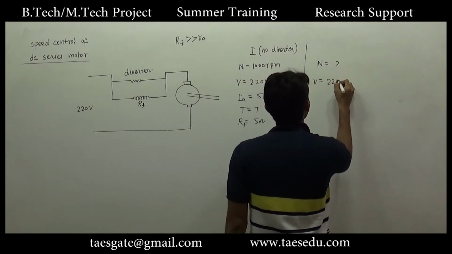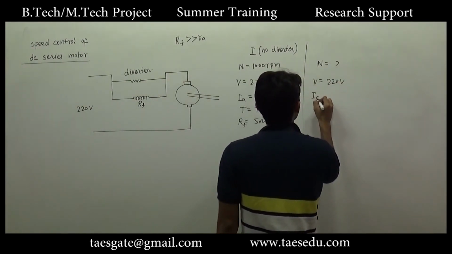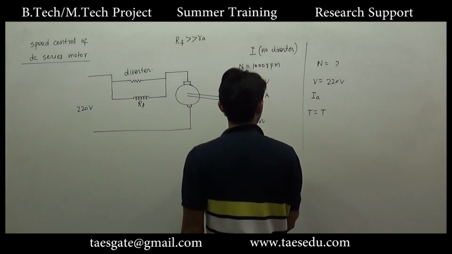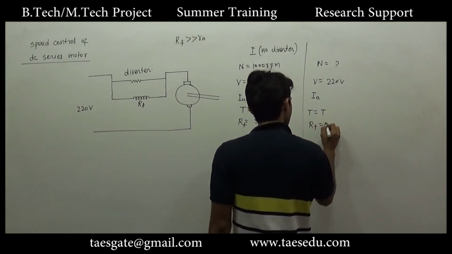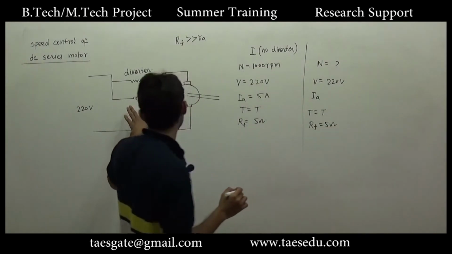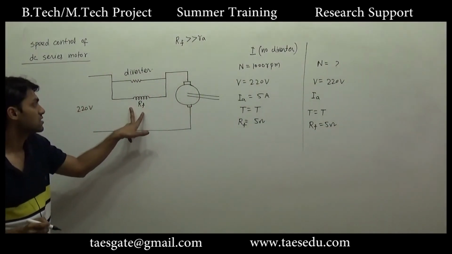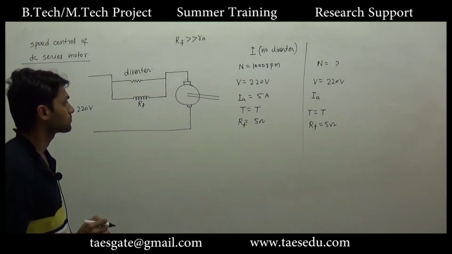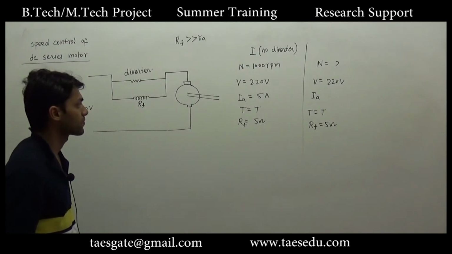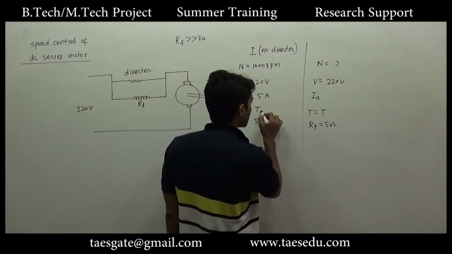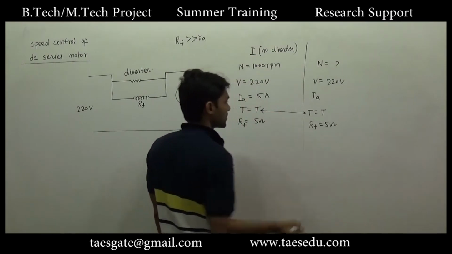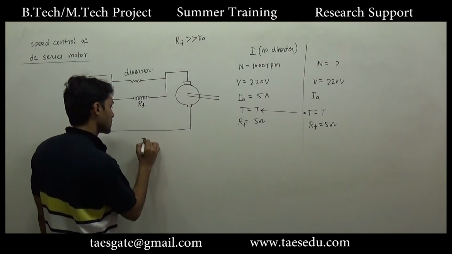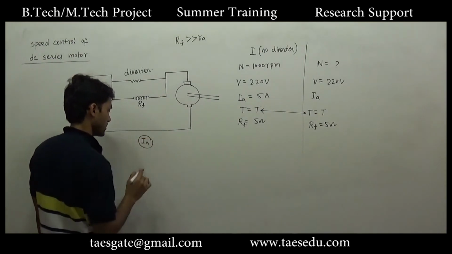Voltage is equal to 220 volt. Torque is T. Field resistance is 5 ohm. The resistance of this winding has not been changed. Instead, a resistance parallel to this winding is connected. Now in the previous case, we observed that if in the two conditions load torque is constant, then in both the conditions armature current will be constant.